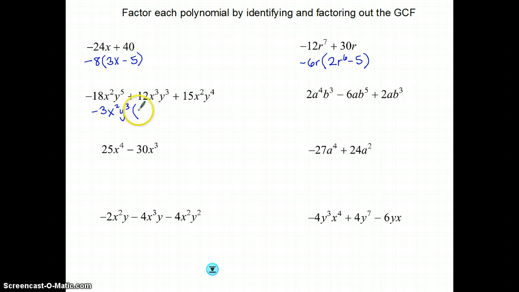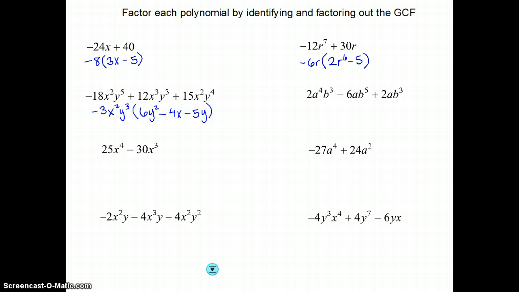Dividing negative 18 by negative 3, I get positive 6. I took out all my x's and 3 of my 5 y's, so I have 2 left. Moving on to my positive 12, when I divide by negative 3, I get a negative 4. Taking out 2 of my 3 x's, I have 1 left. And I had 3 y's, but I took out all 3, so I have no more y's. Moving on to my positive 15, when I divide by negative 3, I have a negative 5. I had 2 x's, and I took out both of them. For my y's, I have 4, and I took out 3, leaving me with just 1 y.